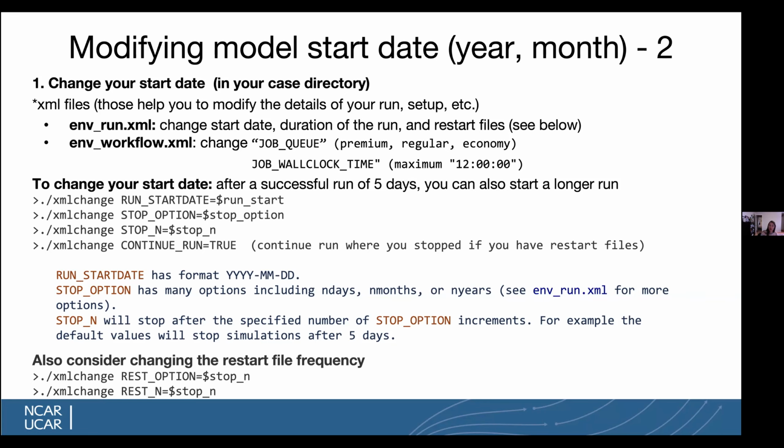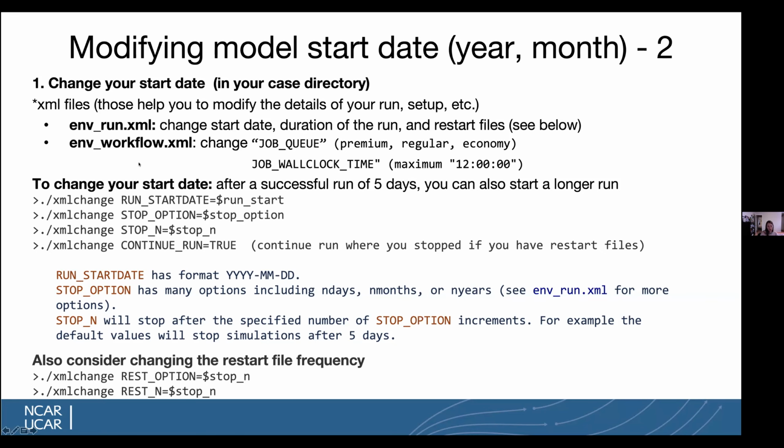And this is because the cost of the model depends on this queue setting. Premium is 1.5 times more expensive. Regular is just the normal cost, and economy is, I think, 70% or something. So you can run cheaper, and if you do some production runs that way.